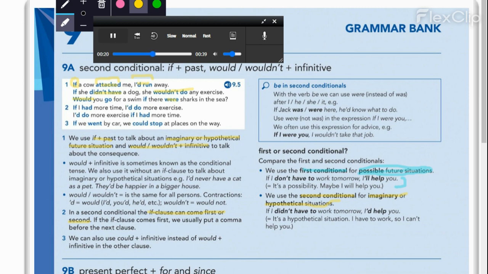2. If I had more time, I'd do more exercise. I'd do more exercise if I had more time.